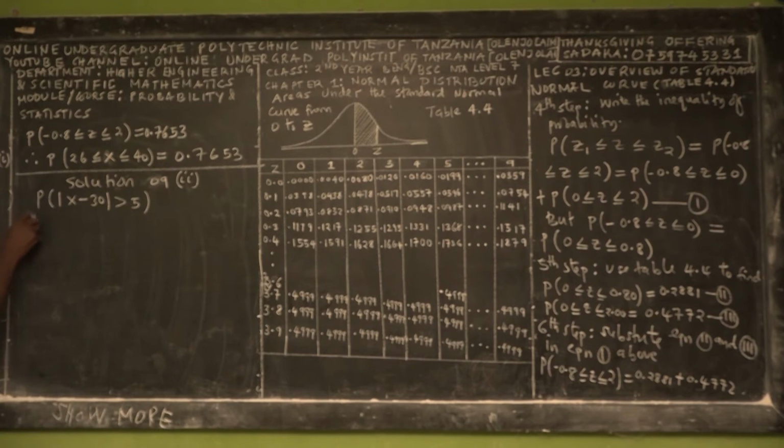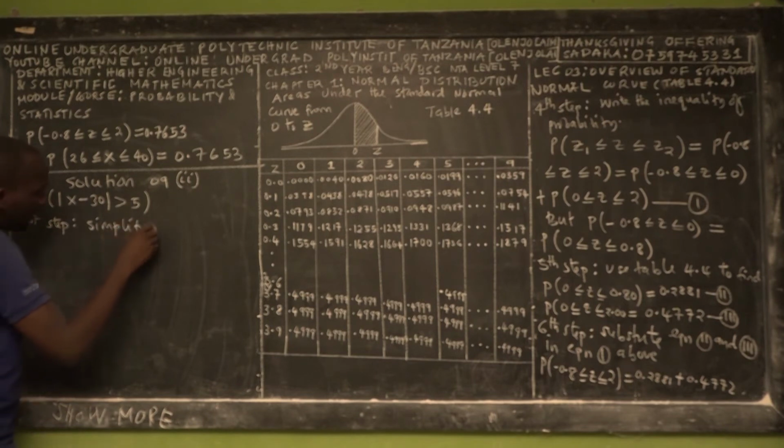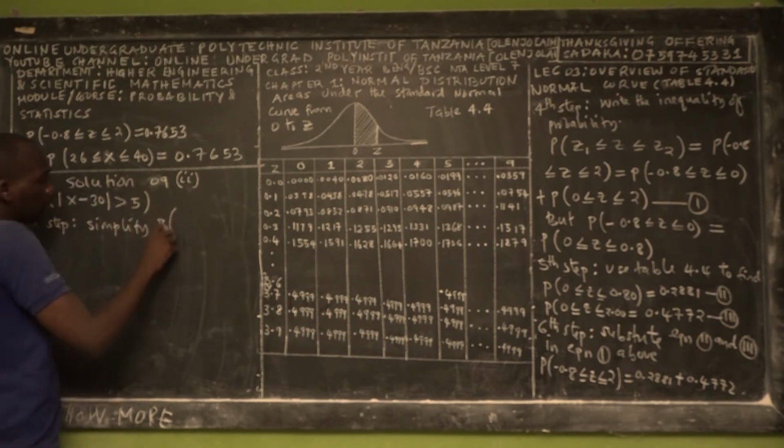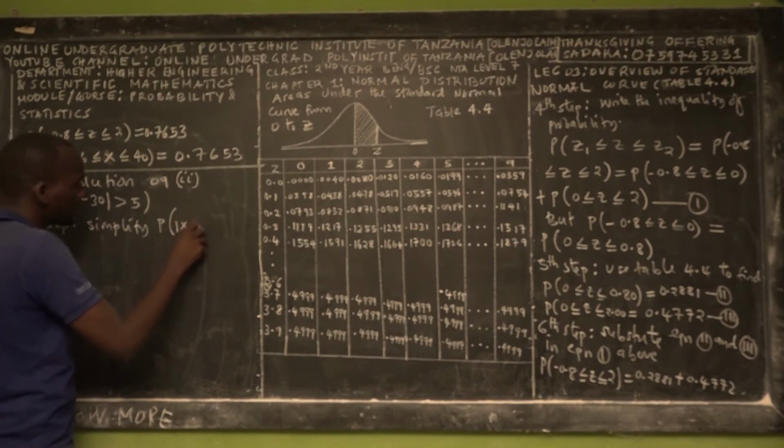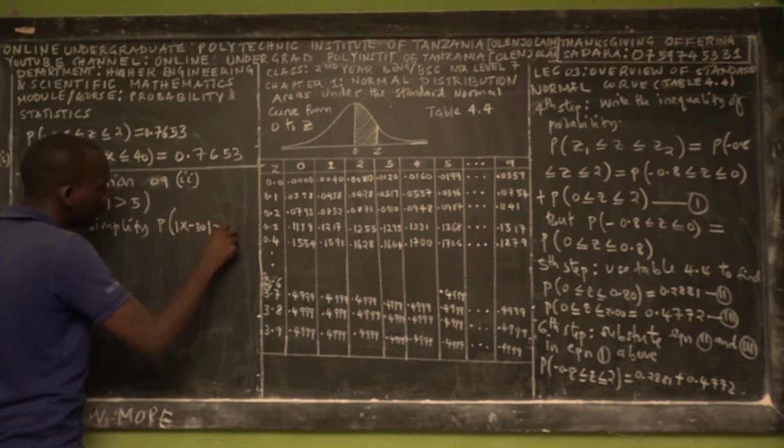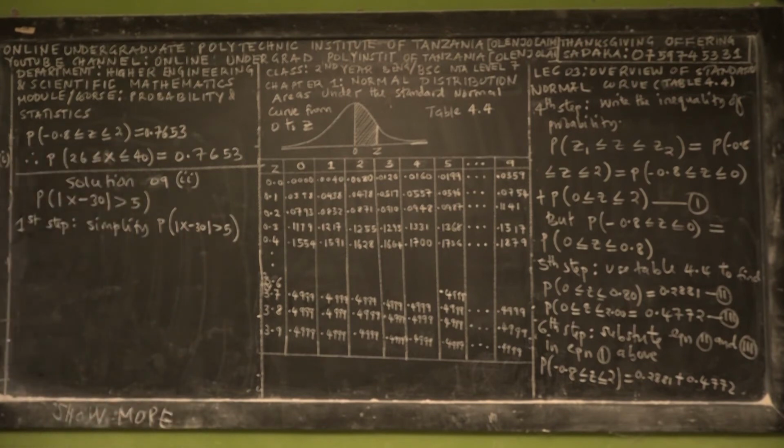So the first stage, we say that we have to simplify the given problem. How to simplify the probability of the absolute value of x minus 30 greater than 5? Remember, recall the fact about the absolute value of a, whether it is less than or greater than. Let's say the absolute value of a is greater than 10.